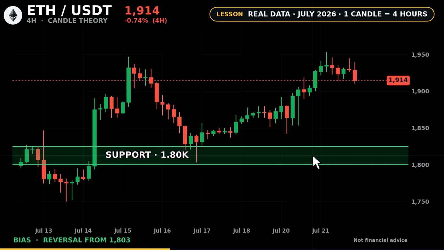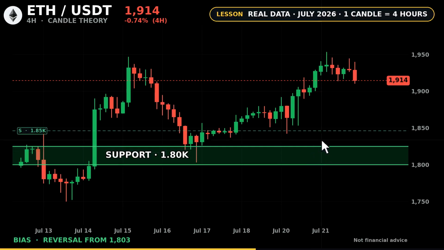And that is where our hammer printed. Look at the shape of it. The body is only 22% of the candle. The lower wick is 74%. During those 4 hours, sellers pushed Ethereum all the way down to 1803, and by the close buyers had taken almost the entire move back.